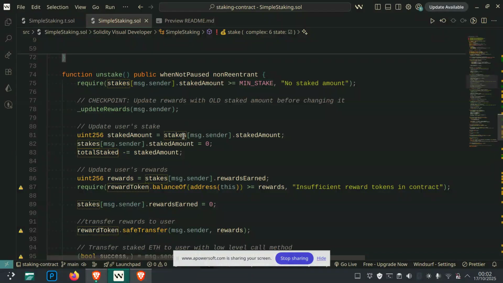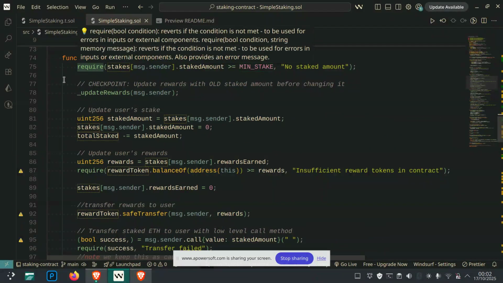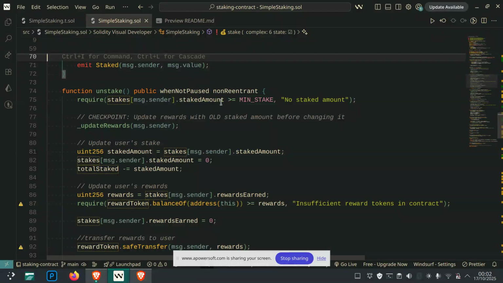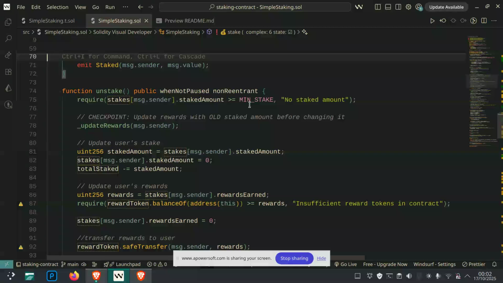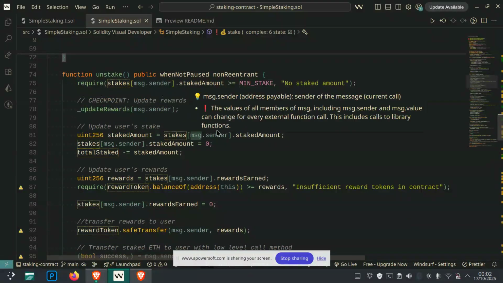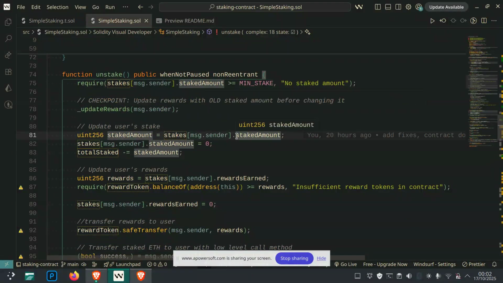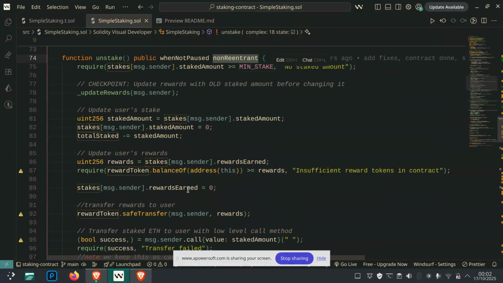Now unstake. Users would like to unstake. And what does unstake do? We will see. First, it requires that there's some amount of minimum stake. We are updating rewards. We are getting the stake amount of the user, you see. And here, also this is non-reentrant, so you cannot just use a reentrancy attack here, as we will see soon.